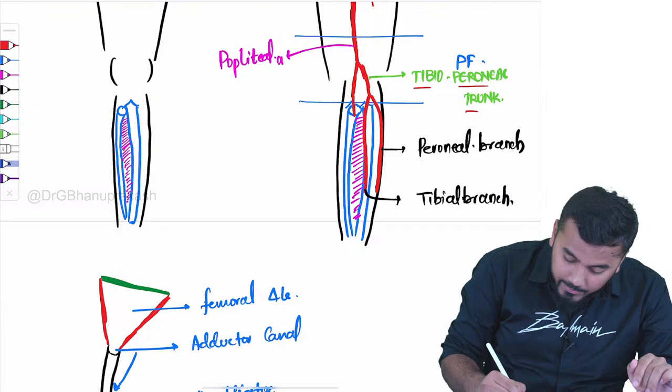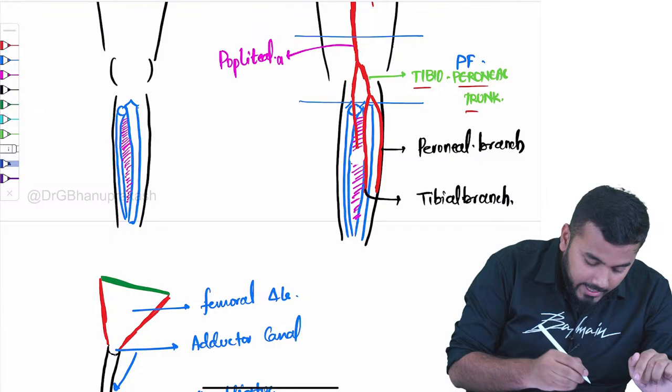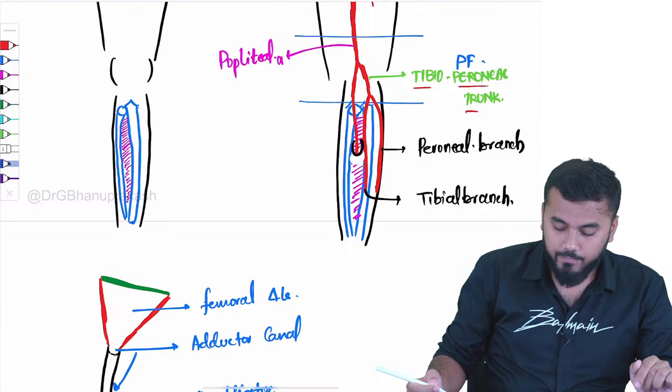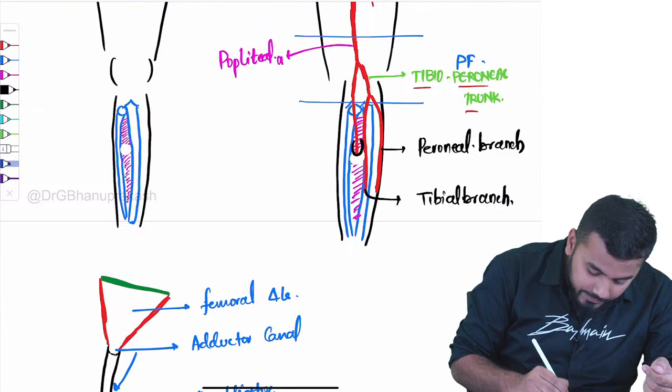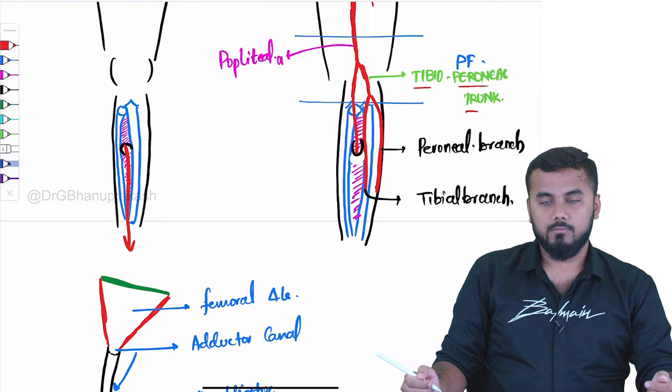And look what a beautiful thing it does. It will make a hole again. This artery is making a hole again in the interosseous membrane. And where is it coming out? Look here. It is making a hole. And this artery is coming out from the anterior side like this. Clear?